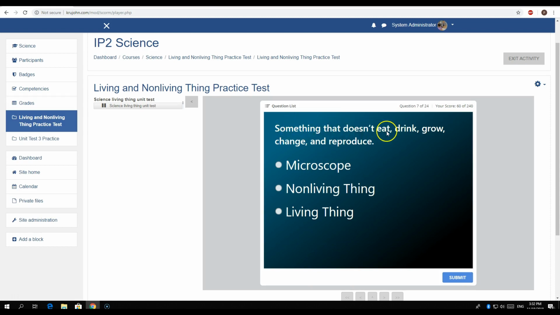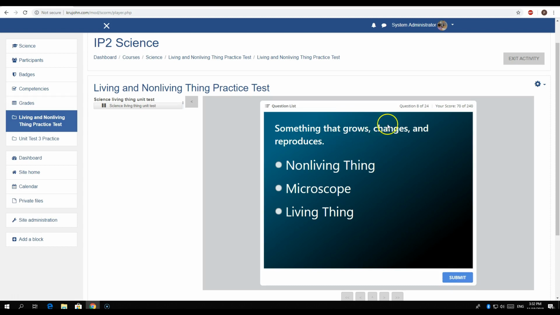Something that doesn't eat, drink, grow, change, and reproduce. So we'll think of something, a non-living thing, a book. Does a book eat? No. Does it drink? No. Does it grow? No. Does it change? No. Does it reproduce? Does it have baby books? No. It is a non-living thing.